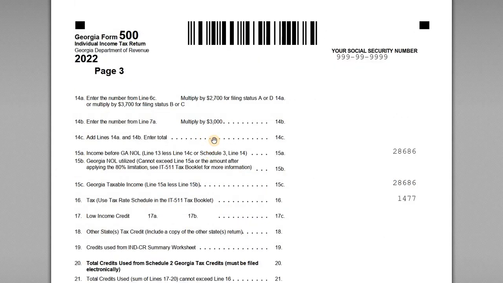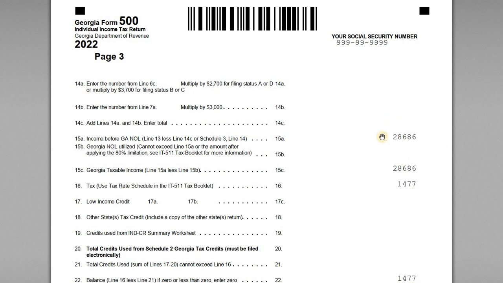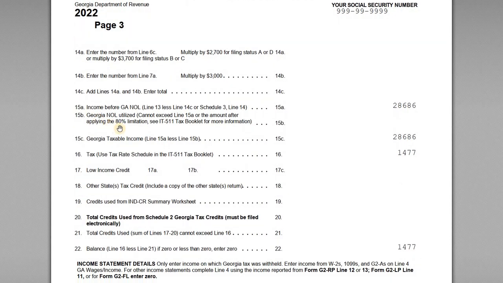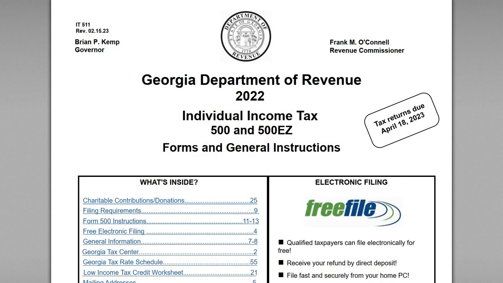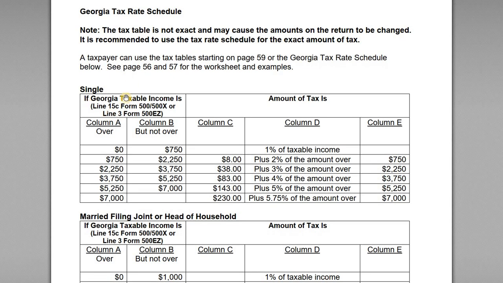Now once we have that result, we can go back to line 15A on page 3. Right, so 15A, page 3, we enter the amount of income there, $28,686. We don't have any Georgia net operating losses, so her taxable income in Georgia, $28,686. Now we calculate how much tax she needs to pay. So $28,686, we go to the Georgia tax tables. So the rate schedule here, single filing taxpayer, and our income is over the $7,000 figure. So the tax is going to be $230 plus 5.75% of the amount over $7K.